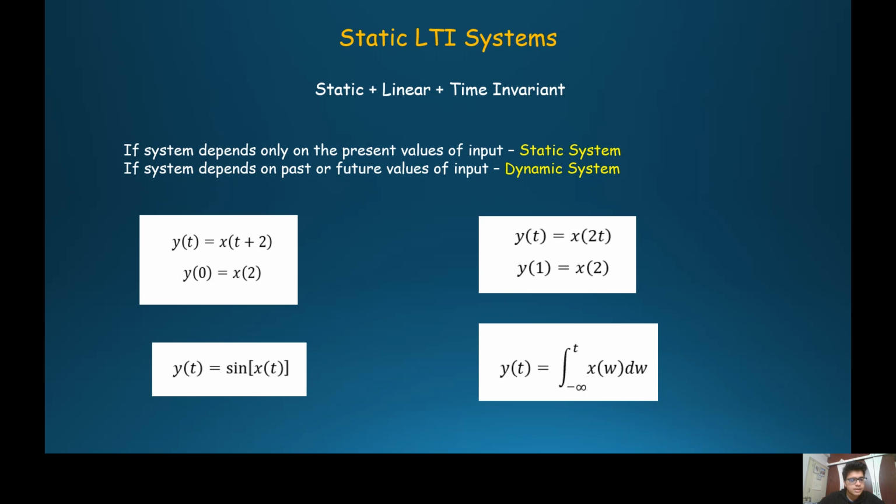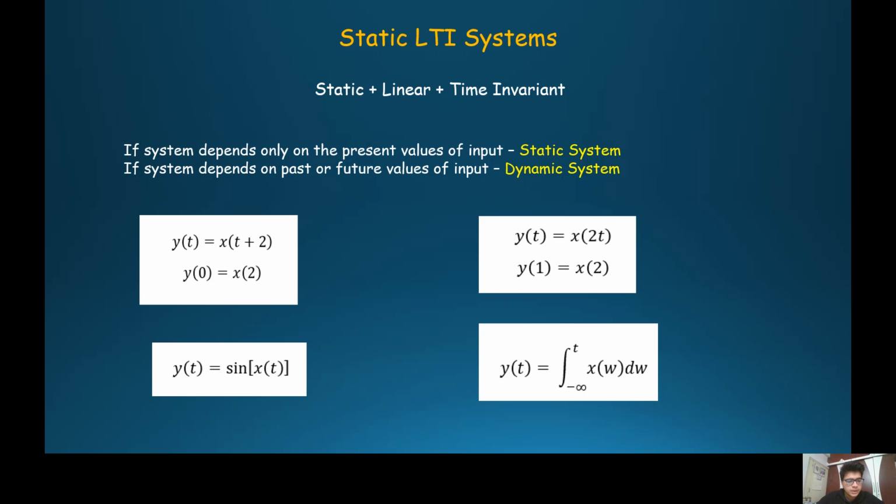Let's understand by some examples. The first example is y(t) equal to x(t plus 2). If we put t equal to 0, we get y(0) equal to x(2). We see that the output is dependent upon the future value of input. So we cannot say that this is a static system, and hence it is not a static LTI system. Similarly, in the second case, y(t) equal to x(2t), here we have time scaling. If we put t equal to 1, we get y(1) equal to x(2). And here also the present value of output is dependent upon the future value of input. So the system is also not static LTI.